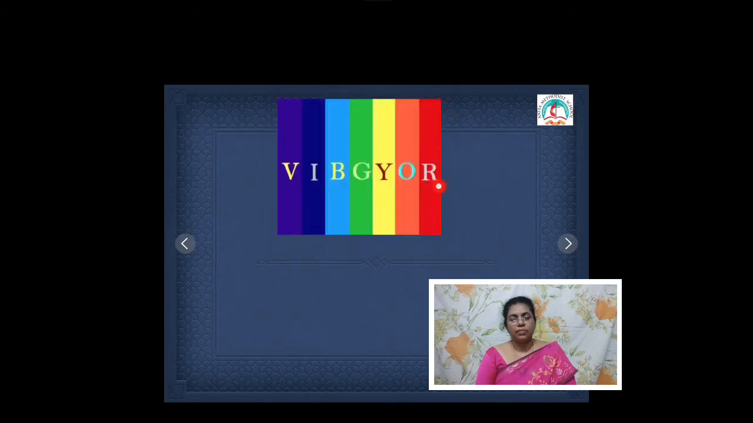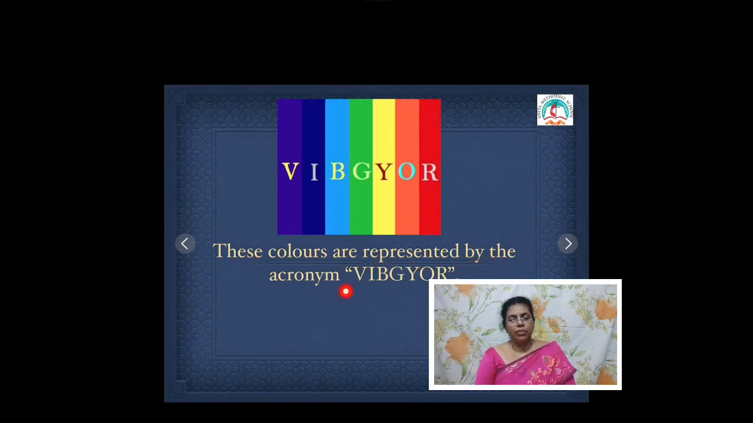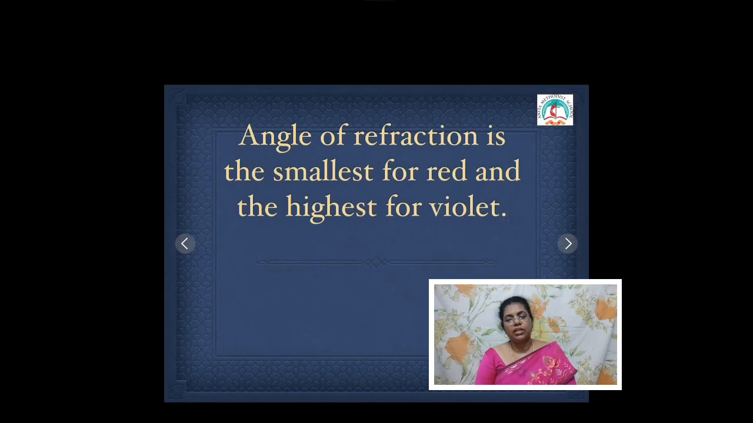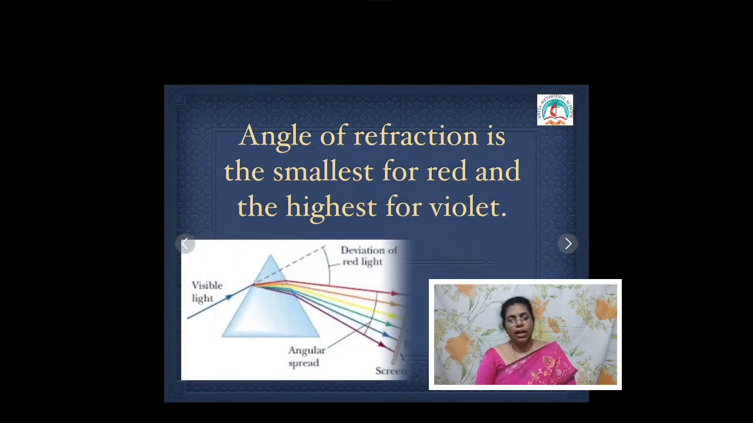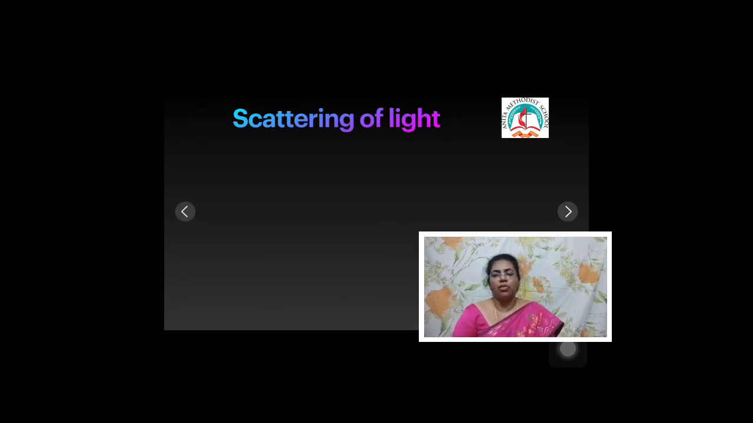Look at these colors. Now these colors are represented by the acronym VIBGYOR. Different color lights are bent through different angles. The angle of refraction is smallest for red and highest for violet. So when light travels through a prism, it gets refracted, and the angle of refraction for red color is less than the violet color.